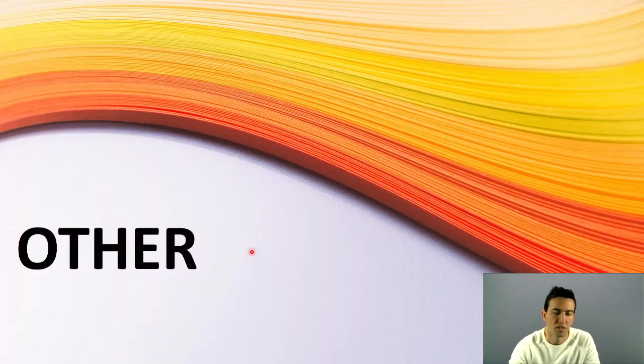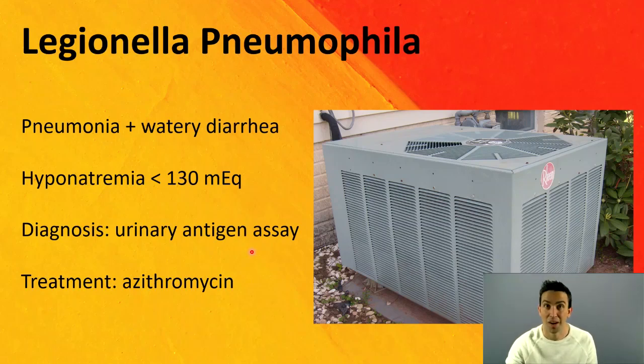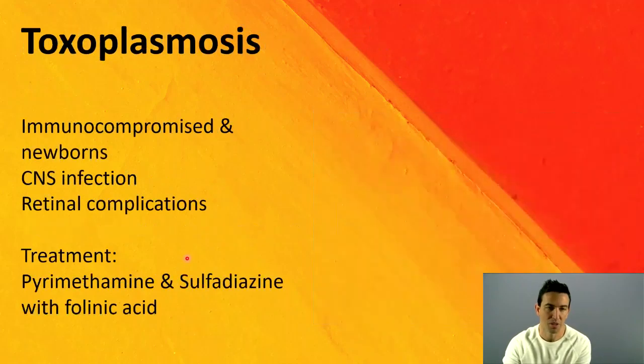All right, a couple other ones just to round this off, making sure we're hitting all the high-yield ones. Legionella pneumophila comes in quite a bit. It's one we always remember, right? It's the air cooling towers, evaporative condensers, shower heads. It's the pneumonia plus diarrhea. The common electrolyte abnormality is low sodium. The diagnosis is made from a urinary antigen assay, and then you treat with azithromycin. It commonly comes up, a good one to know for test questions.